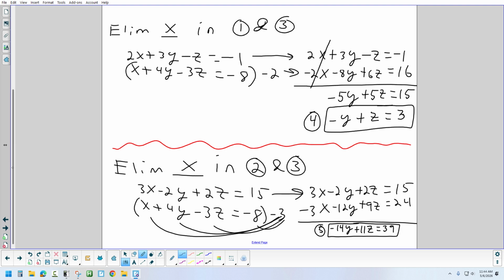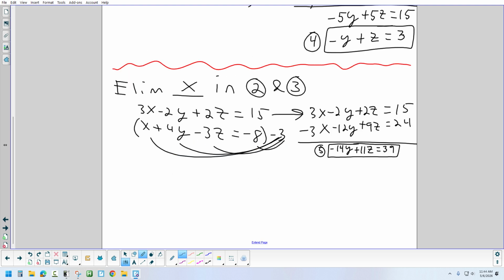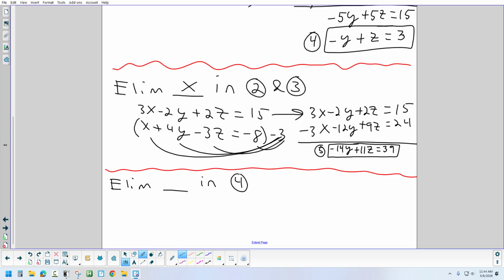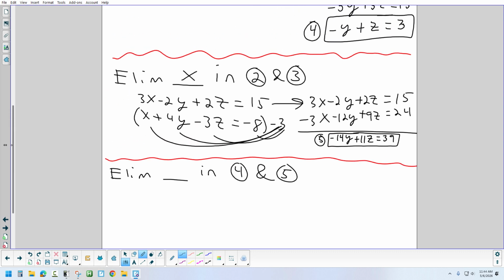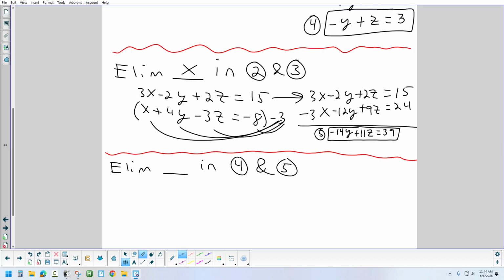All right, so now we have two new equations that we created, and each equation only has a y and a z. So the next step is to work with just equations 4 and 5. Okay, and we have to choose what letter we want to eliminate there. I'm going to let you choose whatever letter in equation 4 and 5. So what letter do we want to try to eliminate in equations 4 and 5?